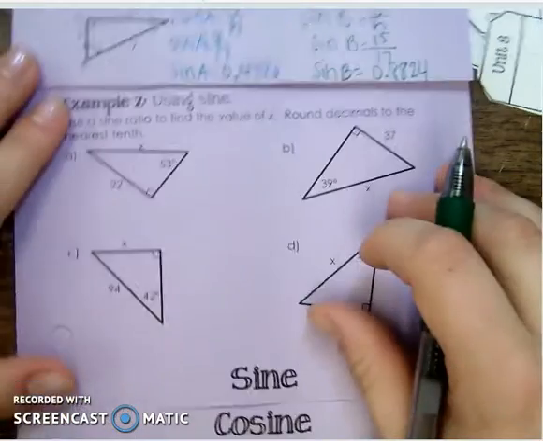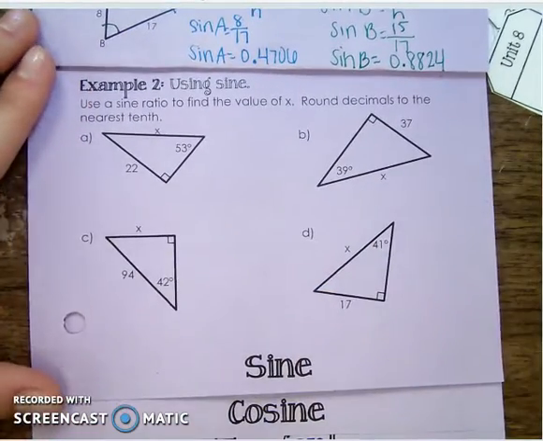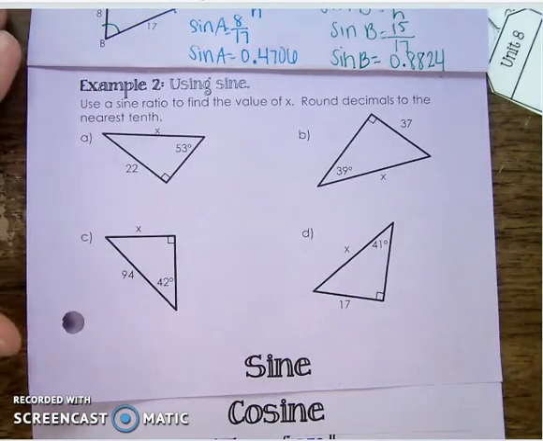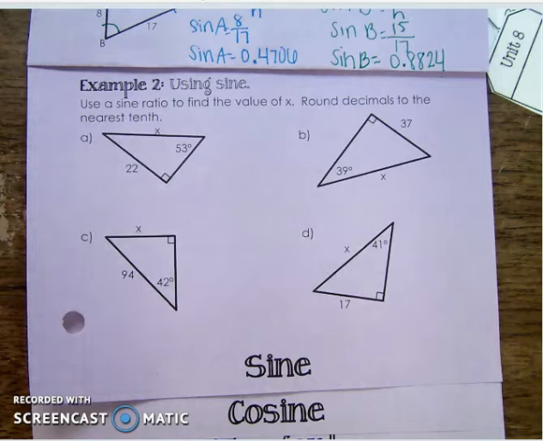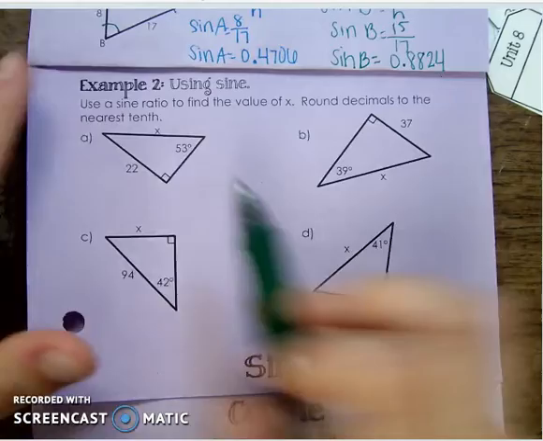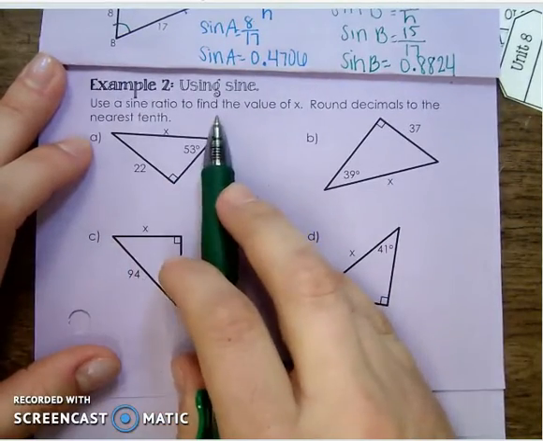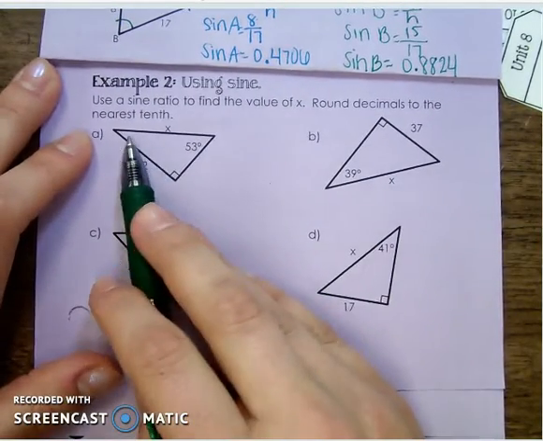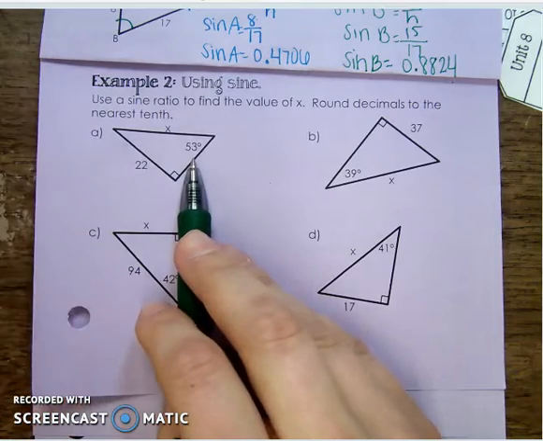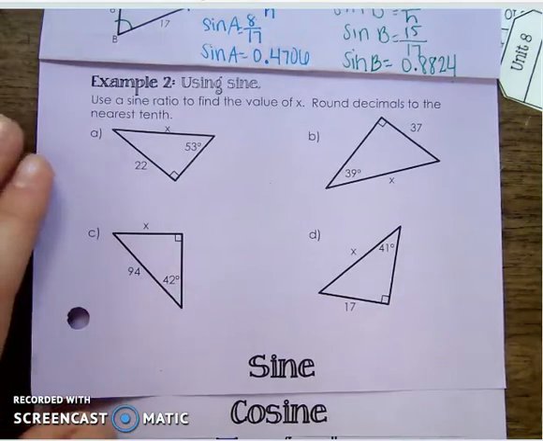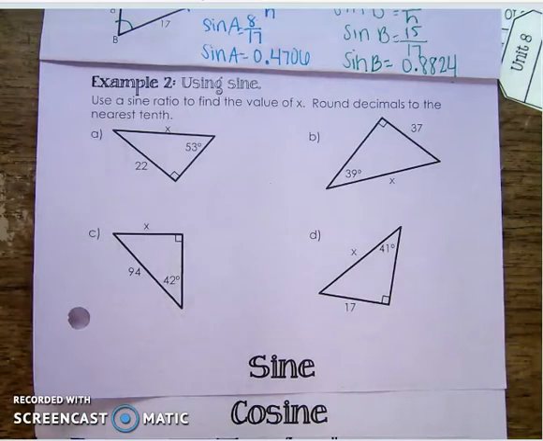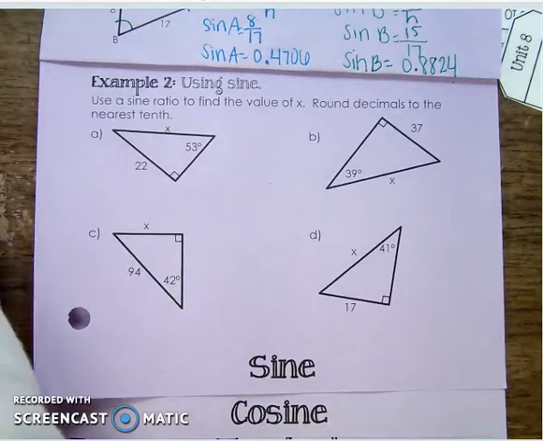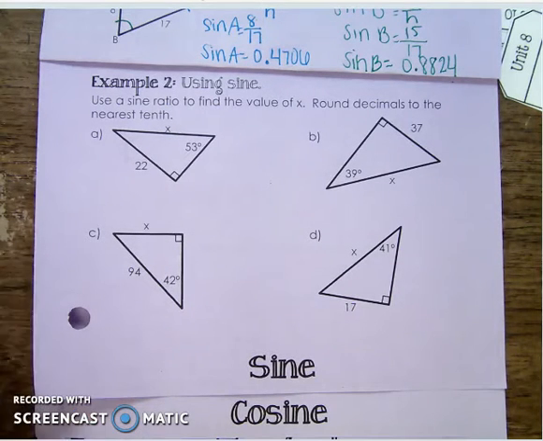All right, now let's use sine. In order to do this, we need to make sure that we change our calculator mode. We're going to go down to radian and click over to degree. If you have your calculator, you can do that. And now we're going to use the sine ratio to find the value of x. So, finding a side length given our triangle and the degrees here.